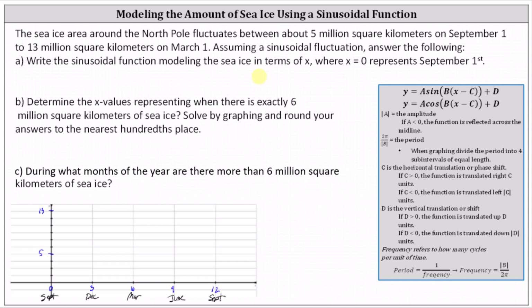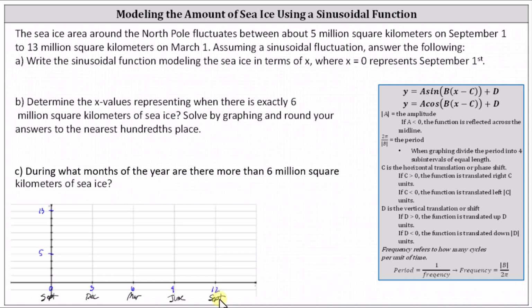The ice fluctuates from 5 million square kilometers to 13 million square kilometers. I've marked off 5 and 13 on the vertical axis. X equals 0 represents September 1st, and therefore 1 year would be 12 months. I marked off from 0 to 12 along the horizontal axis and broke this up into 4 equal subintervals, where x equals 3 is December 1st, x equals 6 is March 1st, x equals 9 is June 1st, and x equals 12 is back to September 1st the following year.